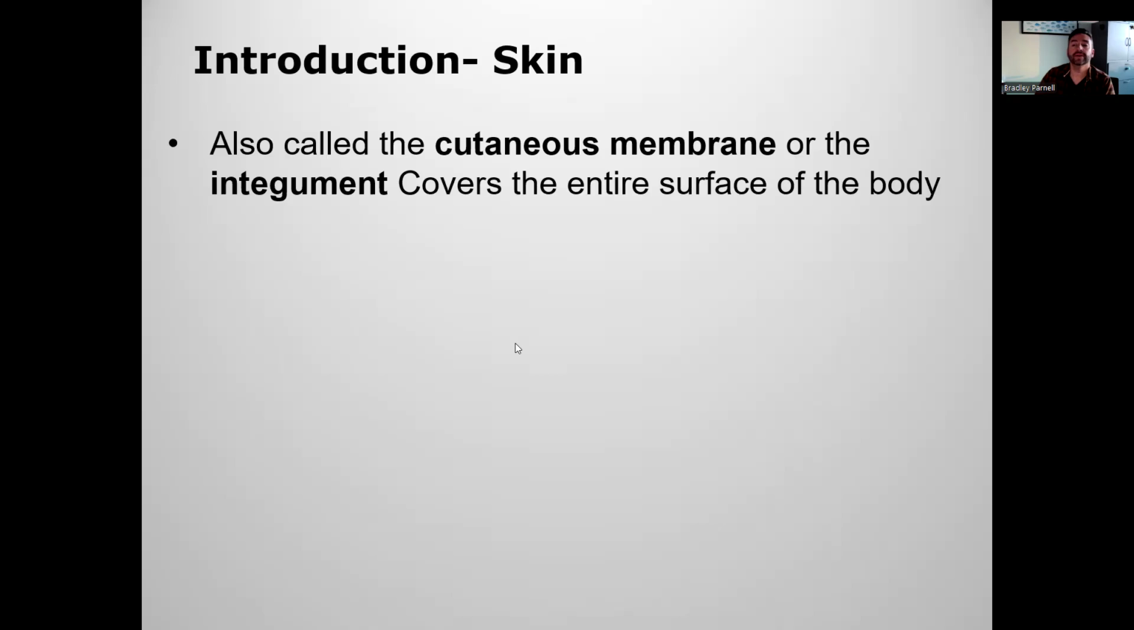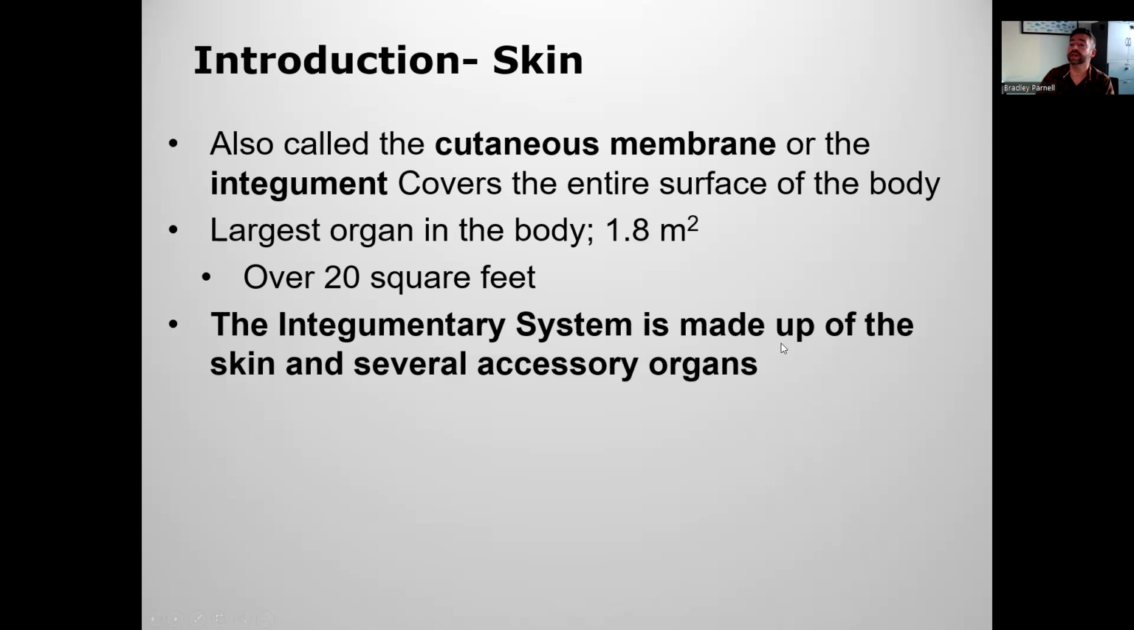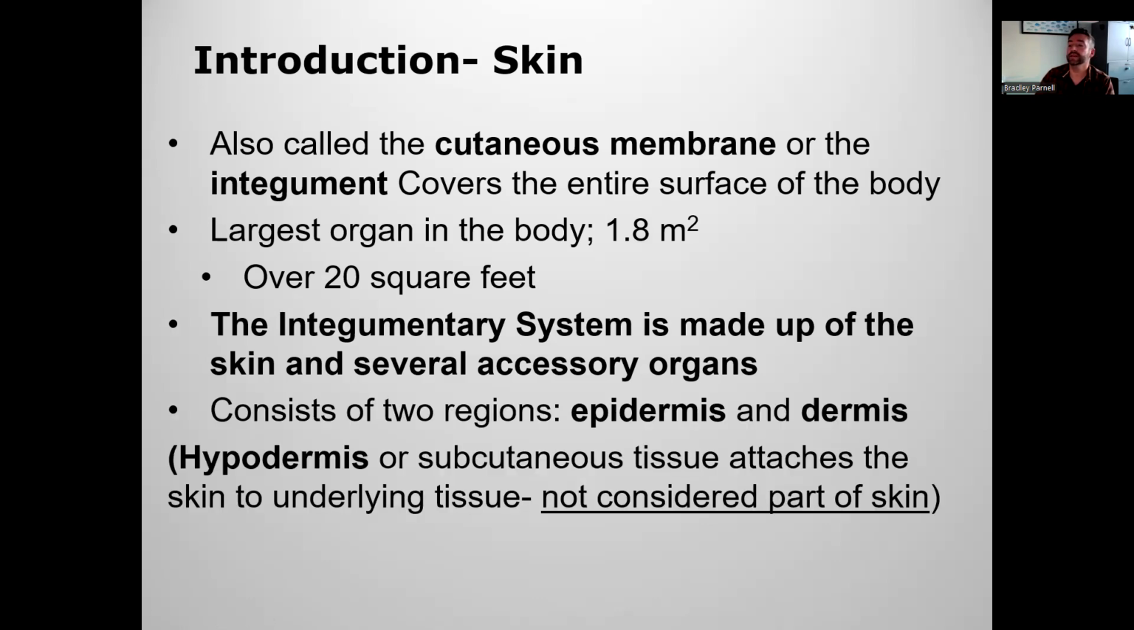Again, when we're thinking about the skin, if you hear cutaneous membrane or integument, we're talking about our skin. And so the skin is the largest organ in the body. It is approximately 20 square feet if we were to spread it out. Again, it's made up of several accessory organs in addition to those layers of tissue. So we have a lot going on in the skin, more than just at that boundary for us.